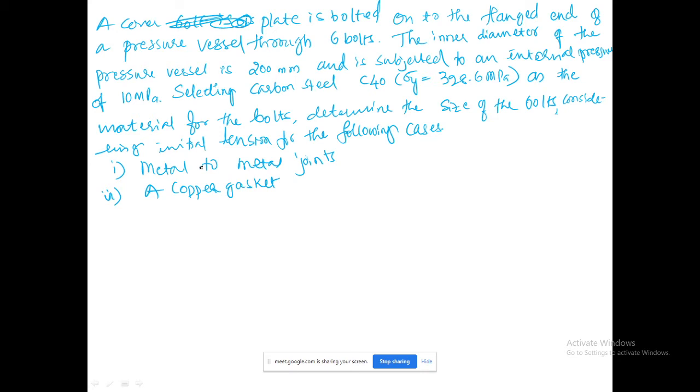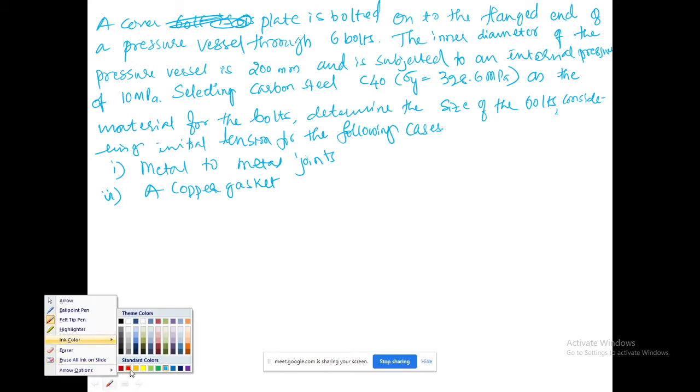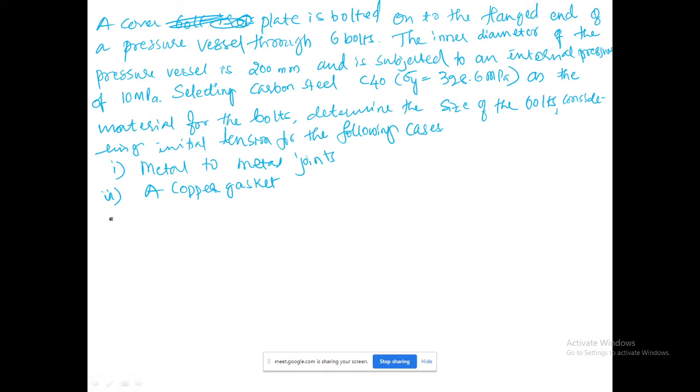First, to calculate the allowable stress. Let us calculate the allowable stress first. Better you note down the given data properly. If you note down the given data properly, it's going to give you the idea of what things you need to find out.